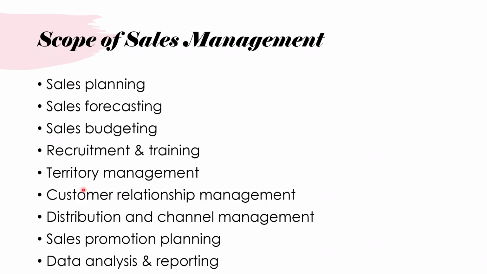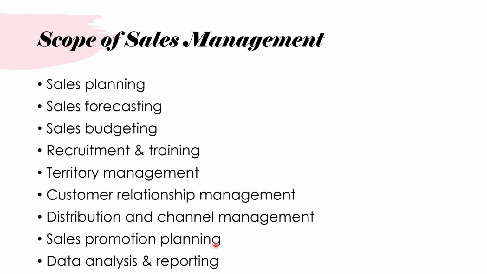Then sales territory management, here assigning the regions to the teams, like Dabur assigned territories to ensure nationwide availability. Then customer relationship management, here companies like Make My Trip and Swiggy use CRM tools to maintain their customer interaction. The next scope is distribution and channel management, through which all the products are distributed and provided and the availability is ensured. Then is the sales promotion planning.